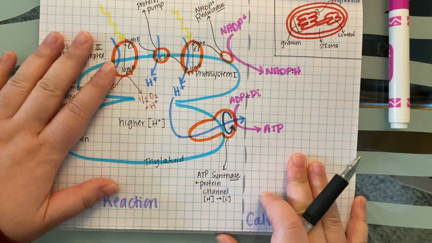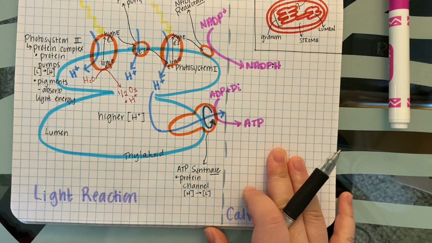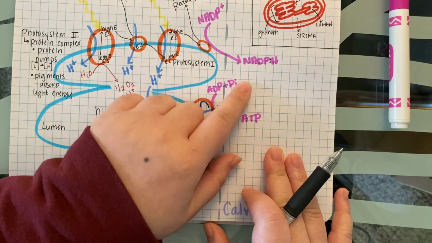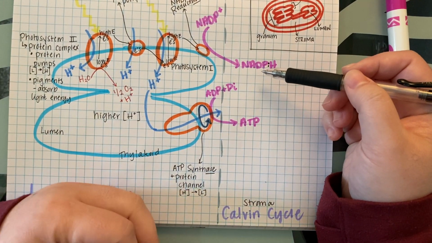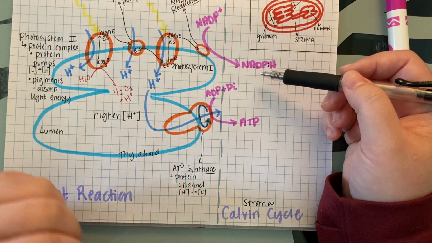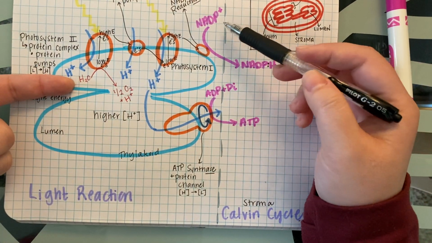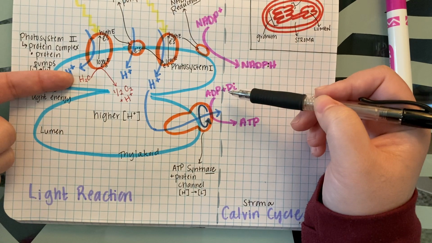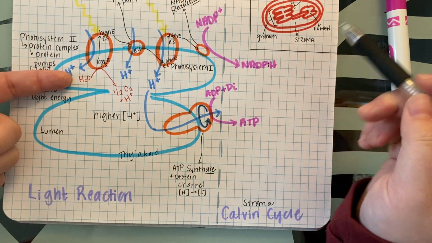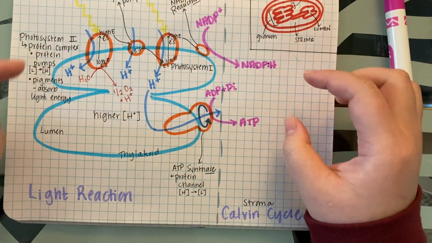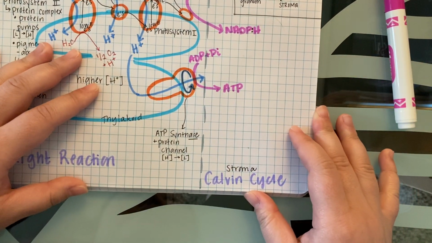Okay, so now we have created some high energy molecules. So these two things that we drew crossing the line, those are our two products of the light reactions, right? And our reactants, we had H2O, we had NADP+, we had ADP and inorganic phosphate. And now we have these high energy molecules. So what these molecules do is they're used to run the Calvin cycle.